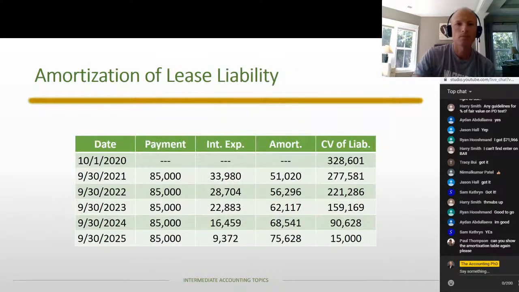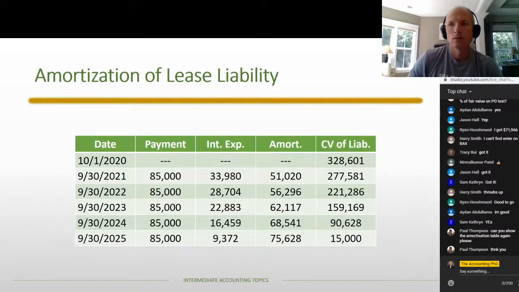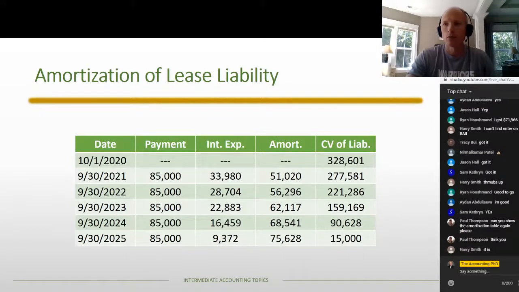There you go, Paul. Now I forget, is the amortization table in your notes? Paul, you're okay. Good.